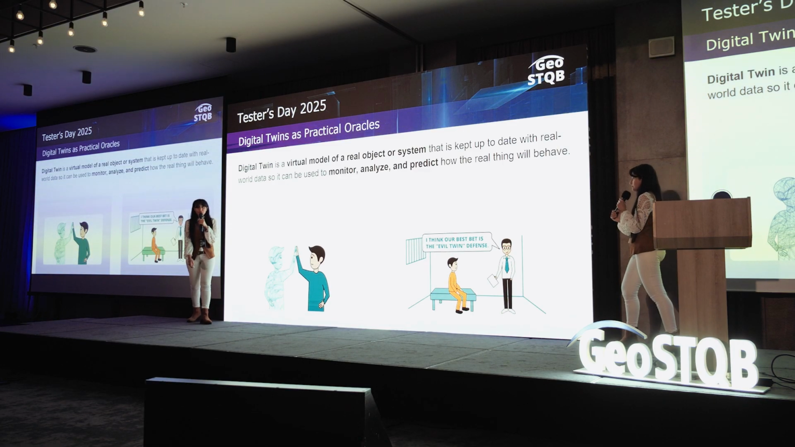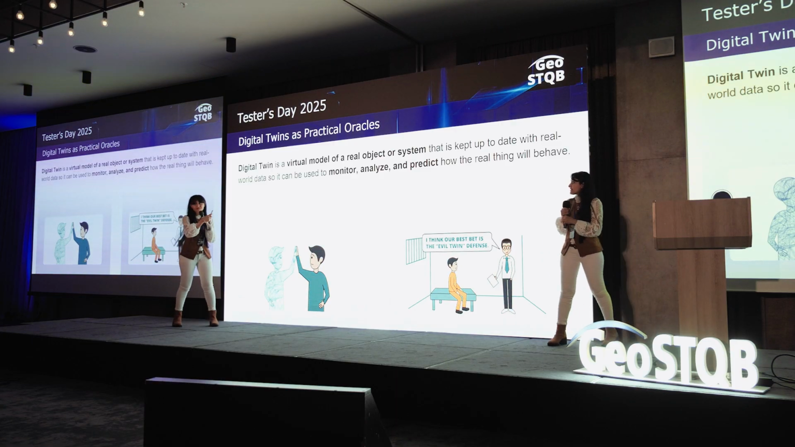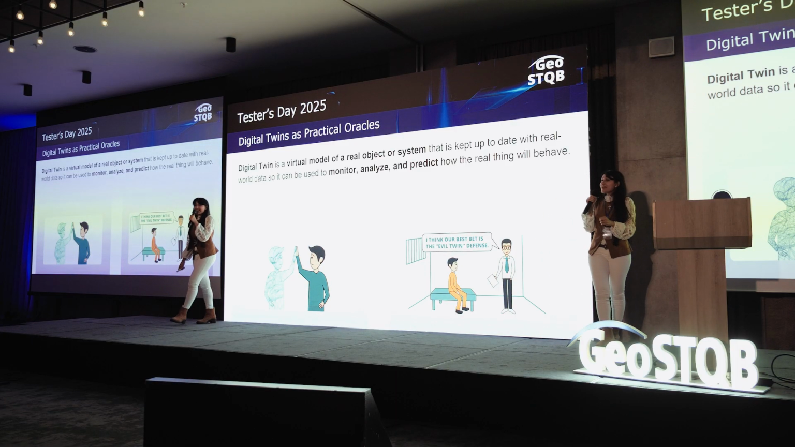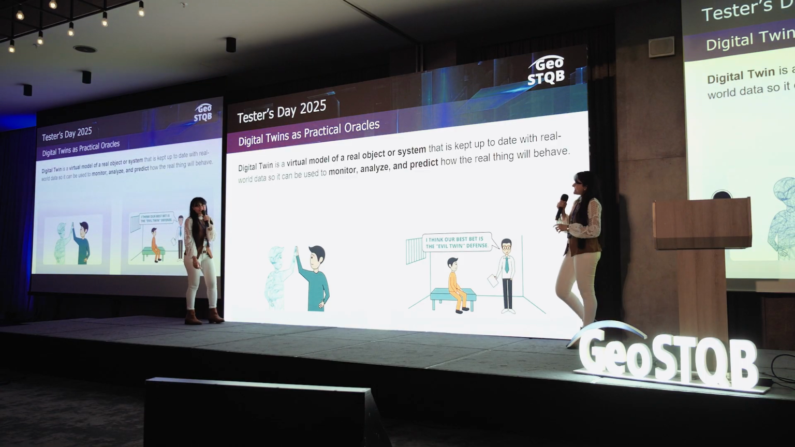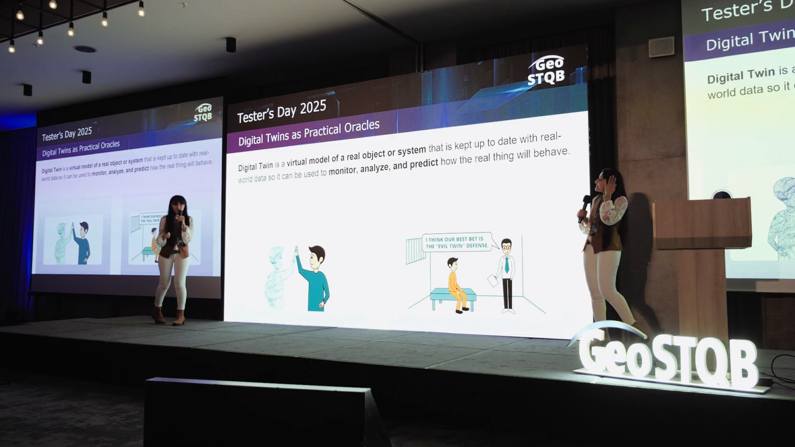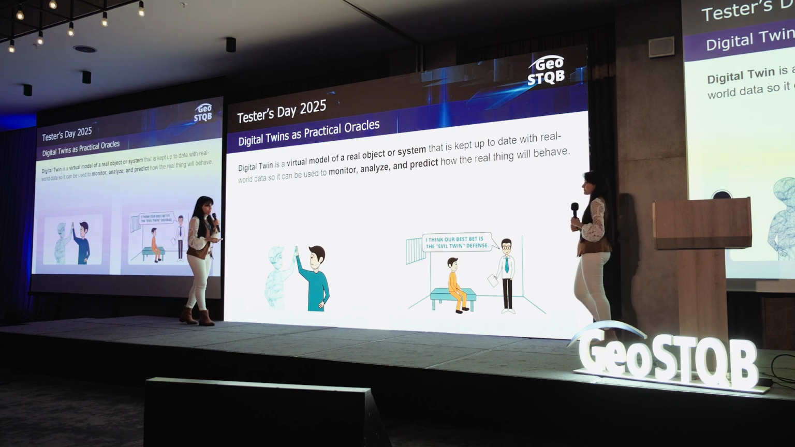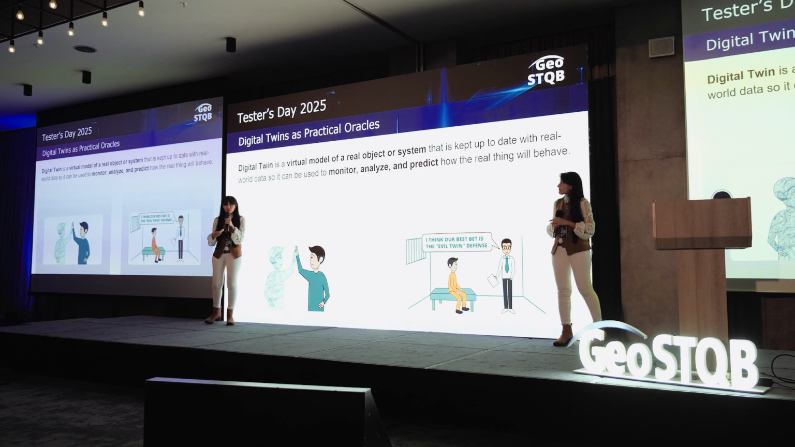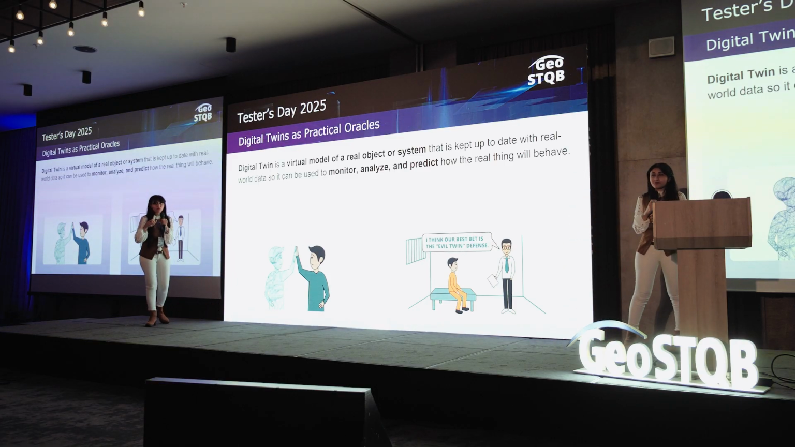Here we have a practical oracle, which is called digital twin. Despite that, we're actually twins. We actually chose this part because we're twins, honestly. So, what is a digital twin? It's a virtual model of the real system, and of course it has to be up to date with the real world data that we have. So we can use it to monitor and analyze and also try to predict how the real system will behave.